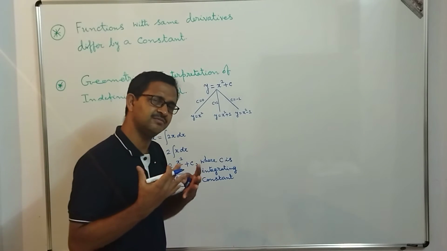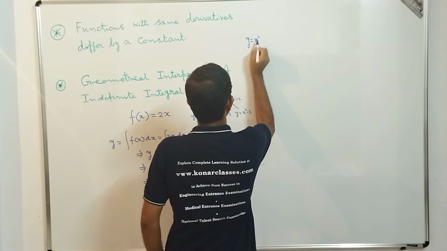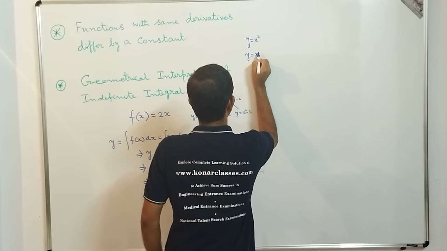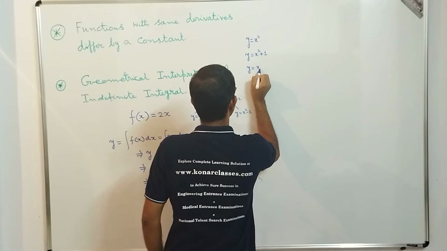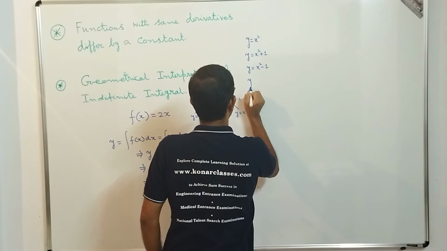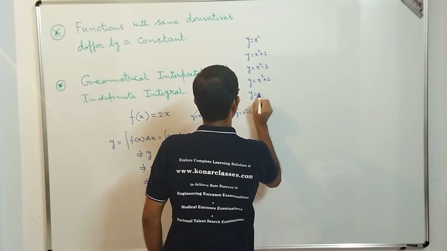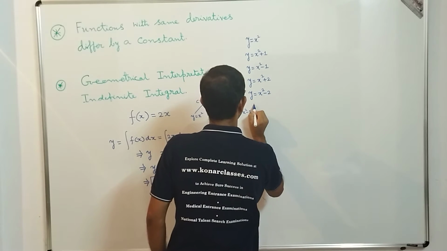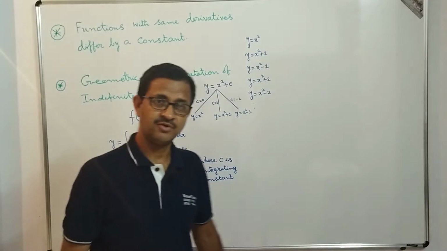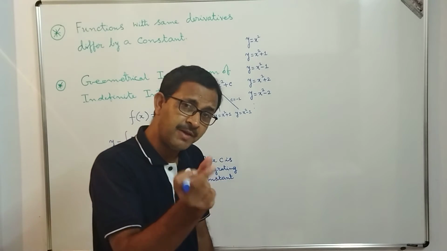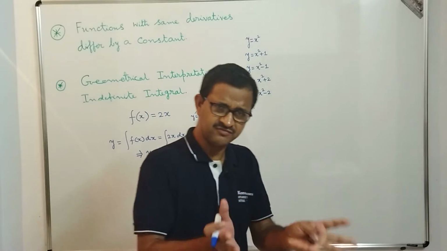So what are all these curves? If we write it down: y equal to x square, y equal to x square plus 1, y equal to x square minus 1, y equal to x square plus 2, y equal to x square minus 2, and so on. What are these? These are a family of curves. Why is it a family? The word family is used because they are of a similar pattern.